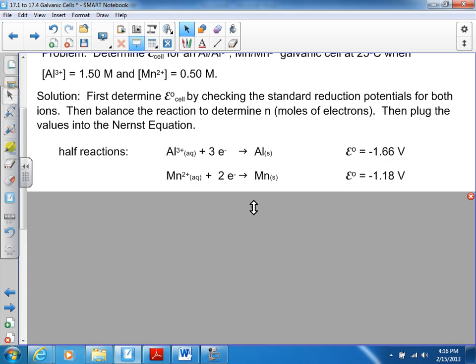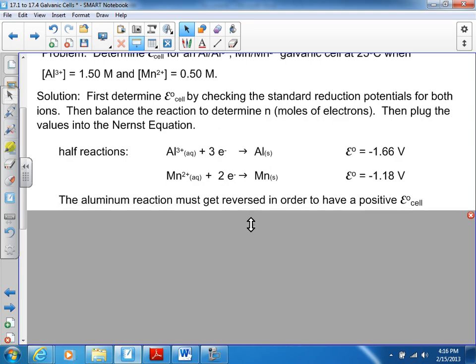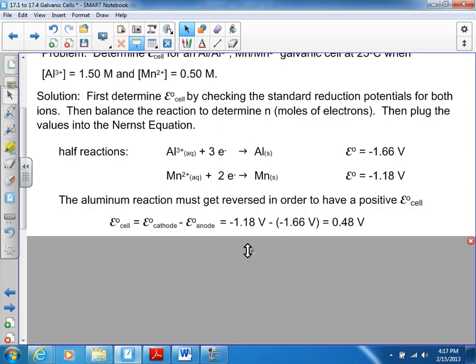Okay, here's your half reactions. We've got to figure out which one reverses. I look at this and I see immediately this one must reverse in order to get a positive overall E naught, because this one is more negative than this one. You have to get really comfortable with positives and negatives in this particular chapter. Okay, and E cell is E cathode minus E anode. Cathode, reduction, this is reduction, so we leave that the same. Anode, oxidation, this is getting reversed, so we will have oxidation. We subtract this E naught, we get 0.48 volts. That's the standard cell potential.